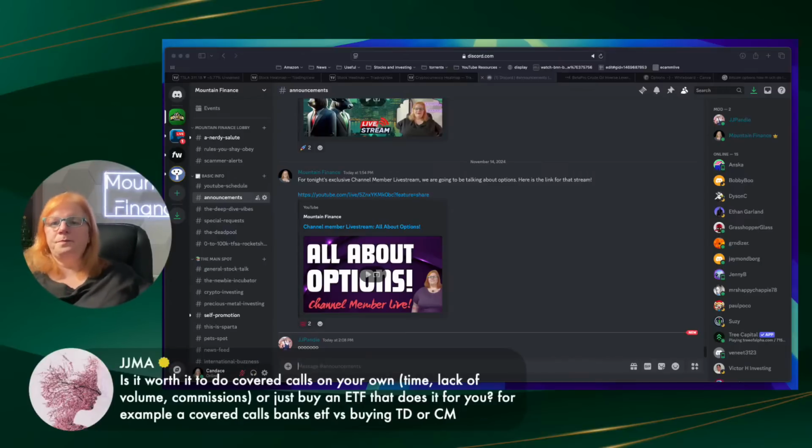Let's see. Is it worth it to do covered calls on your own, given time, lack of volume, and commissions, or just buy an ETF that does it for you? For example, a covered calls banks ETF versus buying TD or CM?